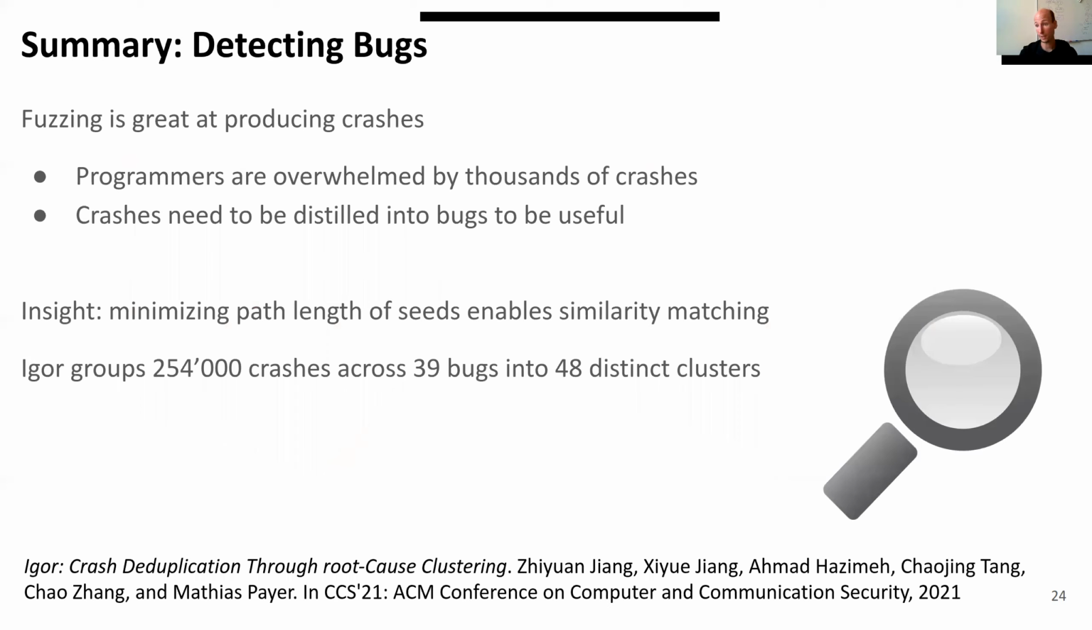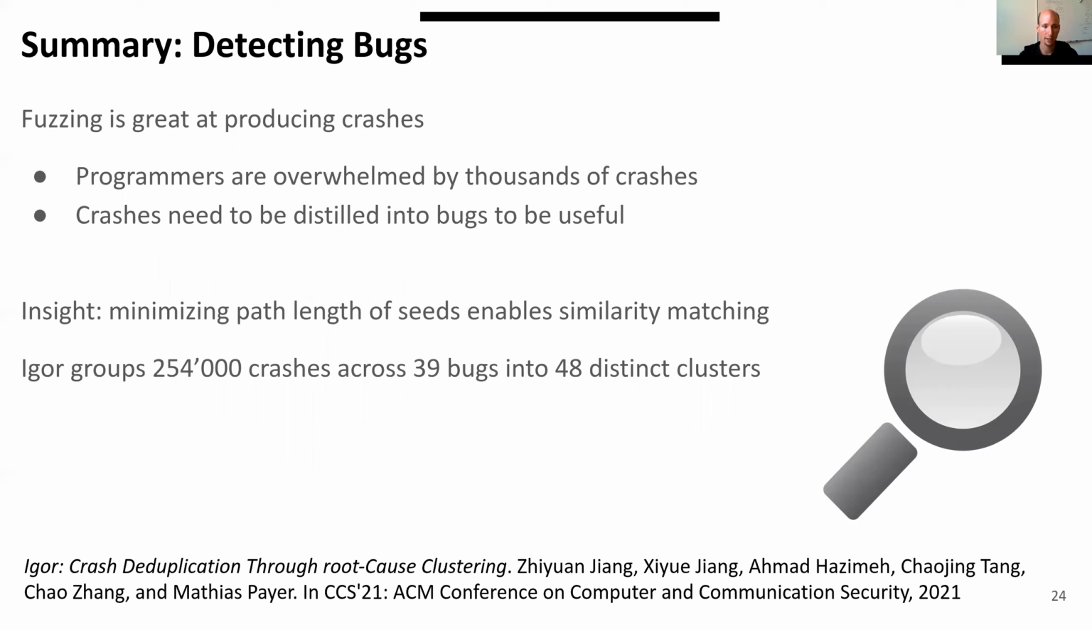So detecting bugs and helping developers, let me summarize this aspect here. Fuzzing is great at producing crashes, but unfortunately programmers are overwhelmed by thousands of crashes that we actually look at. Crashes need to be distilled into bugs to be useful. Otherwise we will not be able to work through this massive amount of information that has been amassed.